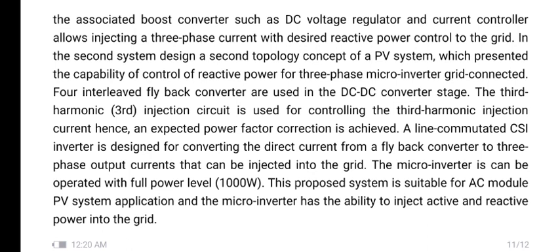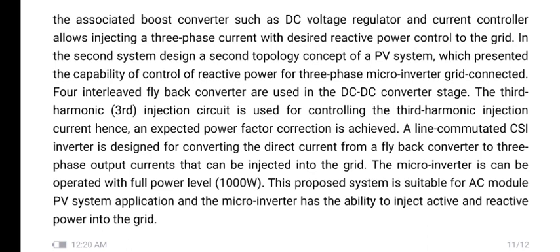In the second system design, a secondary topology concept of a PV system presented the capability of control of reactive power for a three-phase grid-connected microinverter. Four interleaved flyback converters are used in the DC-DC converter stage. The third harmonic injection circuit is used for controlling third harmonic injection current, hence an expected power factor correction is achieved. A line commutated CSI inverter is designed for converting the direct current from a flyback converter to three-phase output currents that can be injected into the grid.